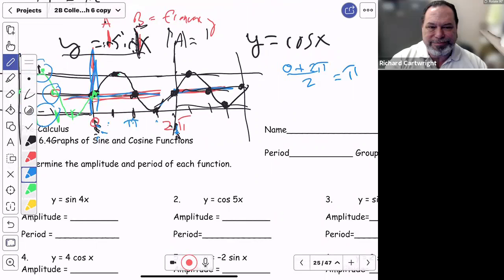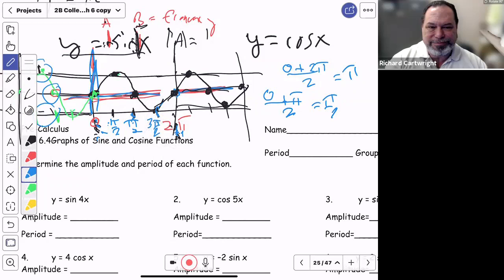To get the middle between these two, I take the 0 plus the pi and divide that by 2. That's pi over 2, so that number is pi over 2. 90 degrees, 180 degrees, 270 degrees, 360 degrees. So I take pi plus 2 pi, that adds up to 3 pi, divide it by 2, 3 pi over 2.